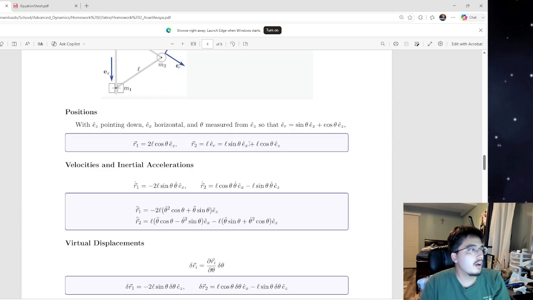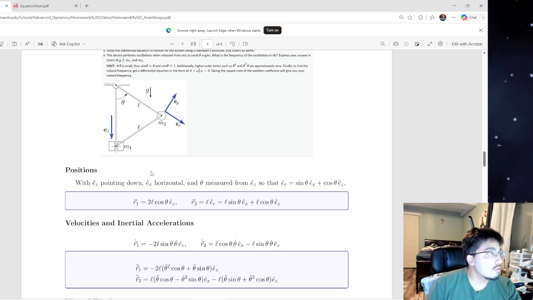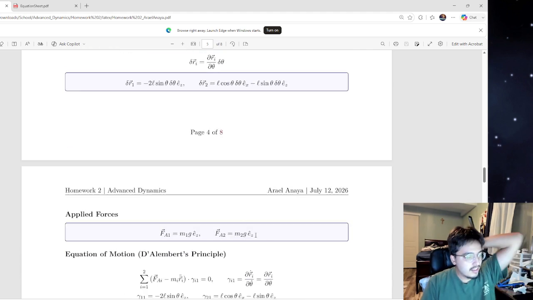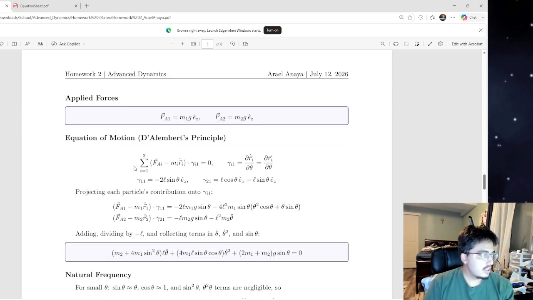Then our forces for this problem were luckily pretty easy. Even though there are tension forces in the rod, one benefit is we're only looking at applied forces, so we're able to just look at the weight of both particles and put that in the EZ direction, and those are our applied forces. Then to actually solve the problem, we end up using D'Alembert's principle. I sure hope I'm saying that right. I guess I'm not sure.